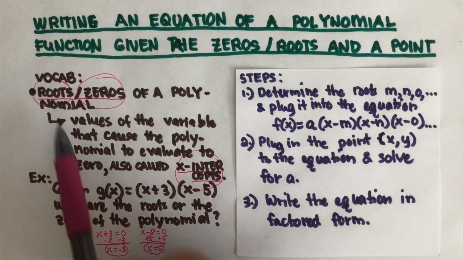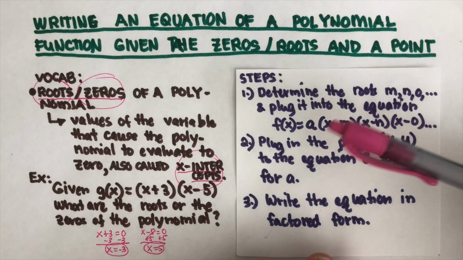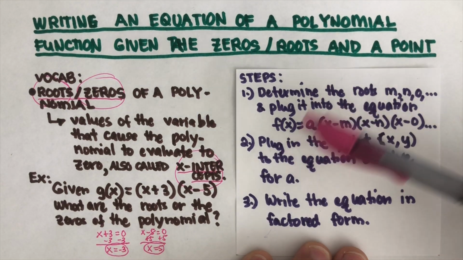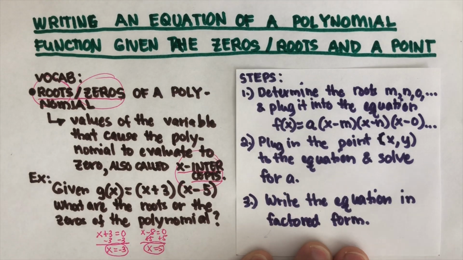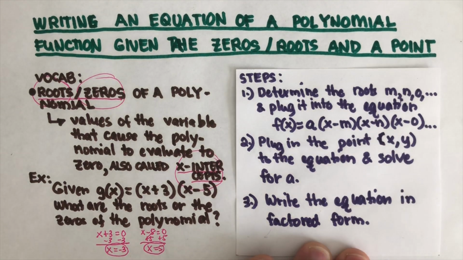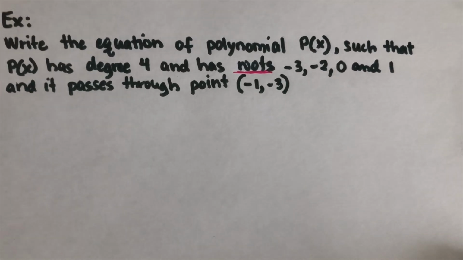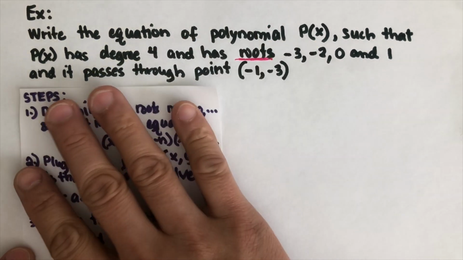We can determine these values by using the zero product property. On this side, we have the steps in writing an equation of a polynomial function given the zeros, roots, and a point. To better understand these steps, we're going to go over an example. So let's take this example right here, and I will put the steps on the side so we can go over it.